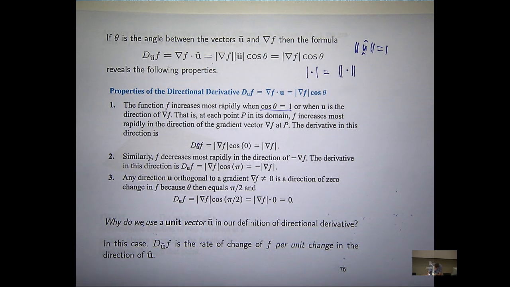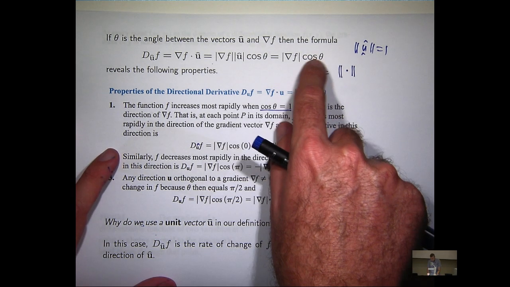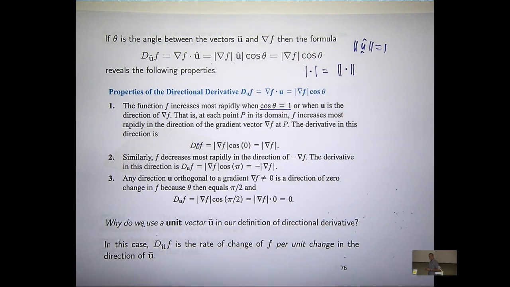Now, let's think about where cosine theta is -1. Well, when does that happen? When theta is pi, right? So the gradient vector points that way and the u points the opposite way, right?